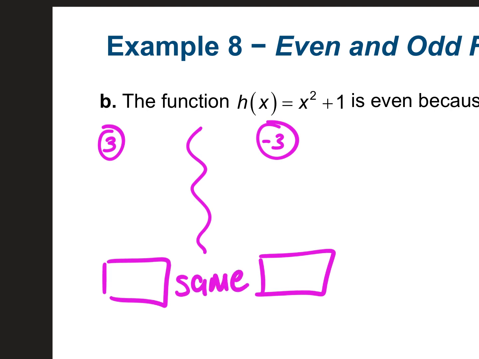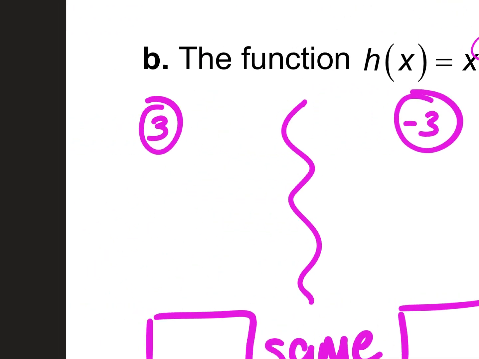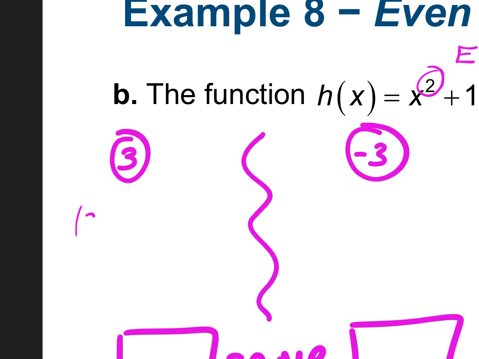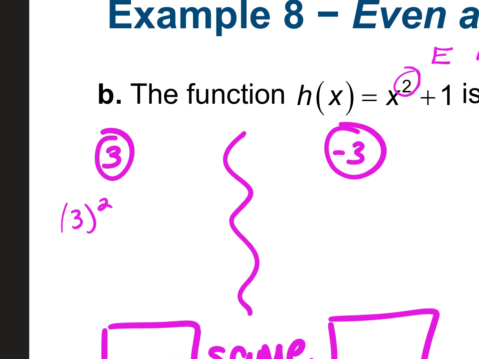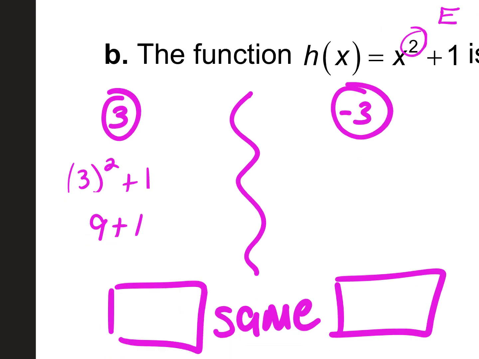Now, why am I assuming that this could be an even function? What's the highest exponent you see? A 2. What kind of a number is 2? It's even, so it's either going to be even or neither. It cannot be an odd function if the highest exponent is even. So if we plug in here, I'm going to plug in 3. So I have 3 squared plus 1. 3 squared is 9. 9 plus 1 is 10.